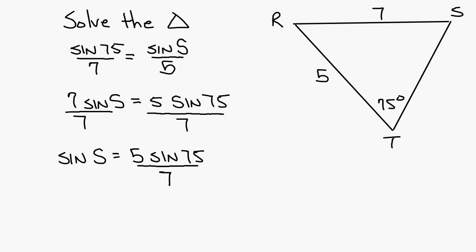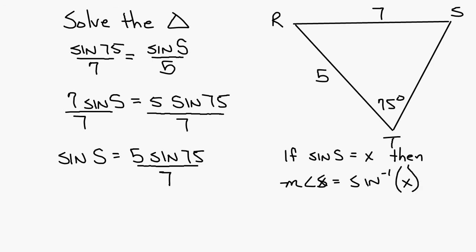Now, just don't do anything yet. Remember last week, if you knew the sine of an angle, remember this, don't write this down, if sine of S equals X, then the measure of angle S equals sine -1 of X. Remember when you're trying to find an angle measure now, right?